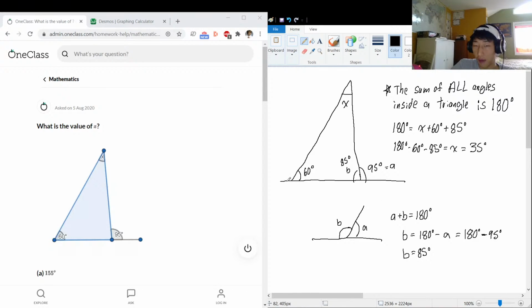And we know that if we have a straight line and you know the angle that something makes with the straight line, you can find out the other angle just because you know that 180 degrees is the total angle of a straight line. Something like this.